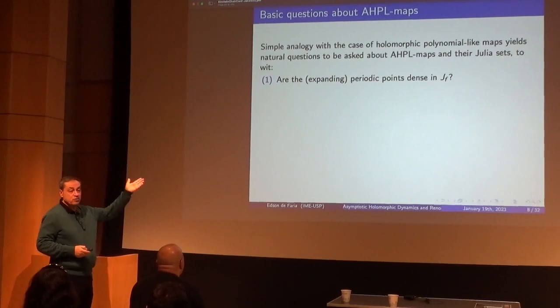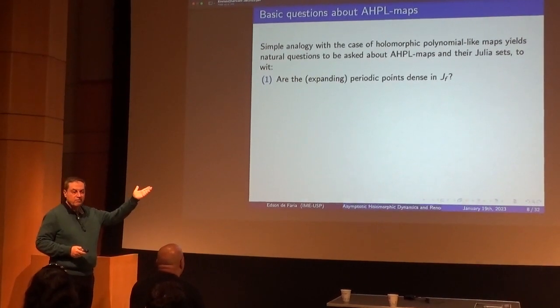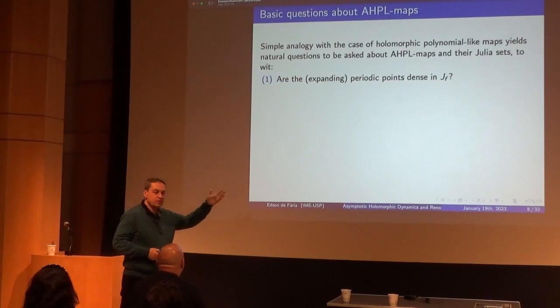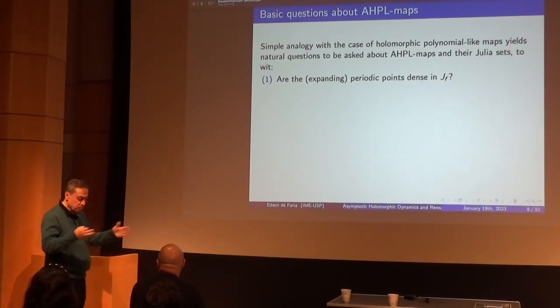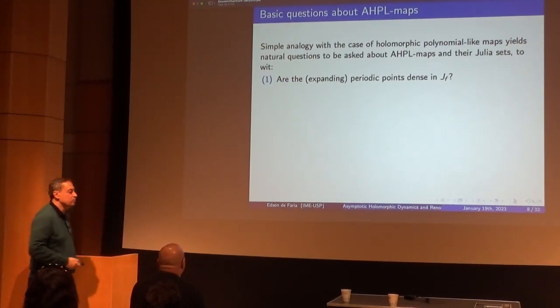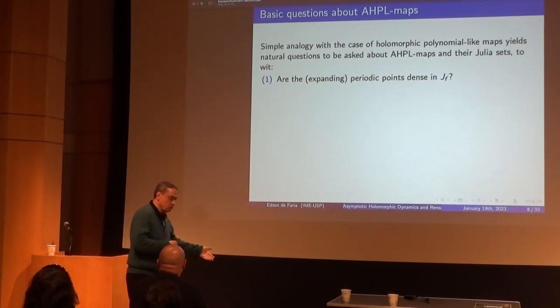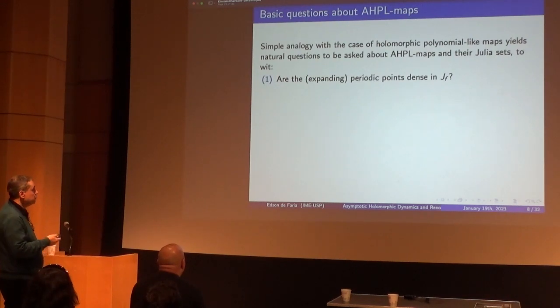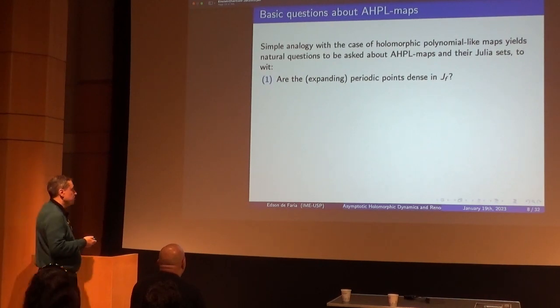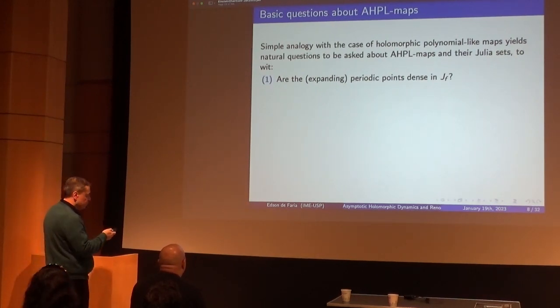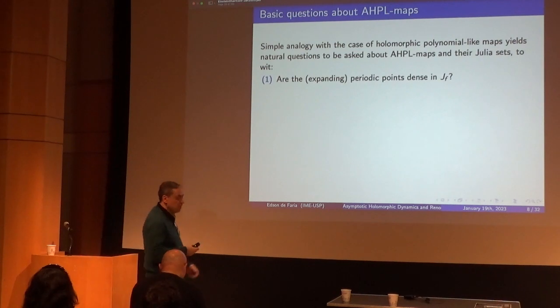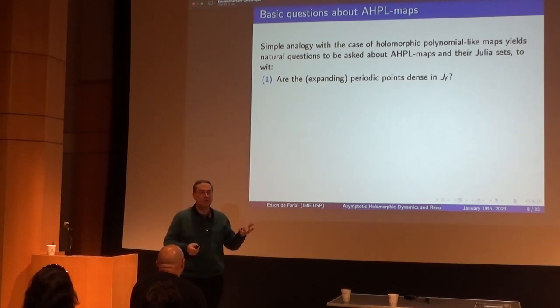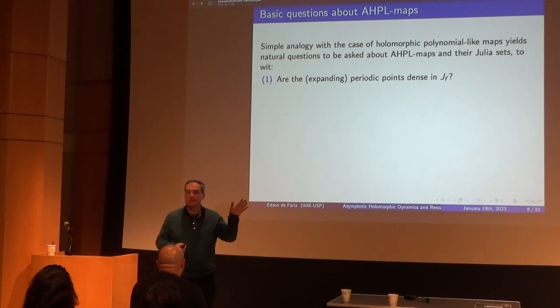And this is a fact which is known for every rational map, and in particular also for every polynomial-like map, because polynomial-like maps turn out to be quasi-conformally conjugate to actual polynomials. Okay? So the answer will be yes, but why is it true? The traditional proof of this fact for rational maps uses Montel's theorem, and we don't have Montel's theorem here. We don't have normality here.